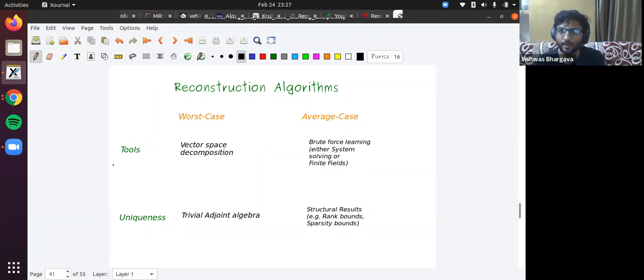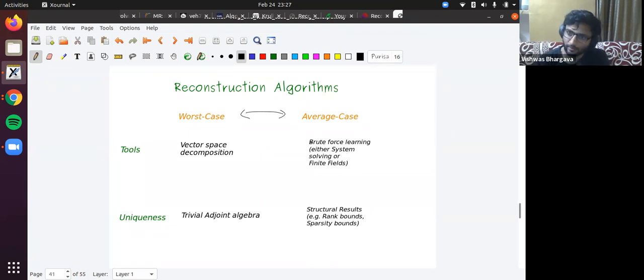So the tools we have are unfortunately very limited. Oh, I see. Did I switch them? This is the other way around. Never mind. So the tools that we have are vector space decomposition and some kind of brute force system solving, or a brute force search over all field elements. That's the thing we do in the finite field setting.